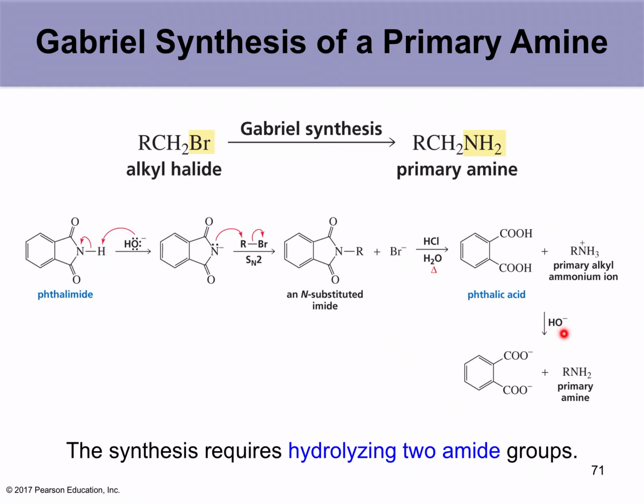And then when you add a base, the protonated ammonium ion will become a primary amine, and this will also become deprotonated. So the synthesis requires hydrolyzing two amide groups. So the Gabriel synthesis will give you a primary amine from an alkyl halide.